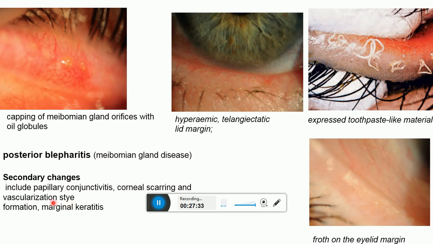Vascularization include Salzmann nodular degeneration, advancing wave-like epitheliopathy type changes, stye formation, marginal keratitis, and occasionally bacterial keratitis in contact lens wear, and pannus.